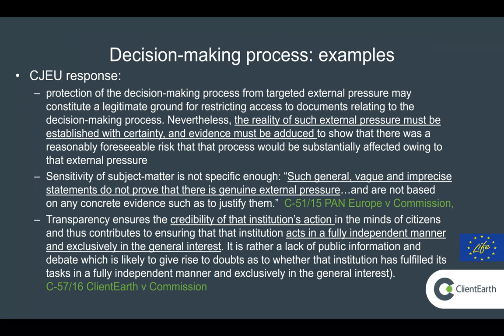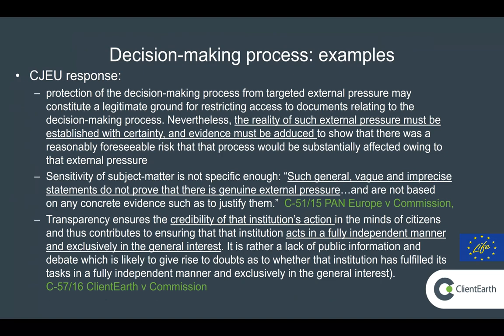So in terms of the court, it has acknowledged that protection of the decision-making process from targeted external pressure may constitute a legitimate ground for restricting access to documents. However, they've said that the reality of such targeted external pressure must be established with certainty, and evidence must be adduced to show that there is a reasonably foreseeable risk that that process would be substantially affected.